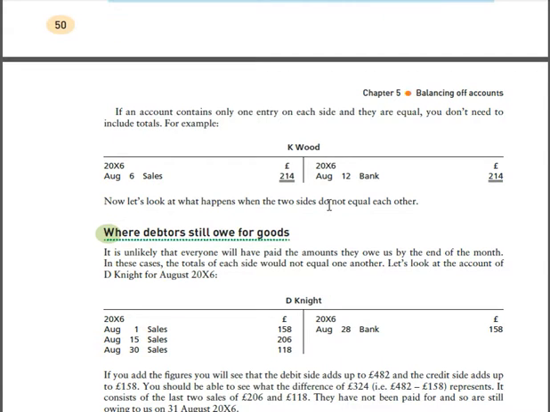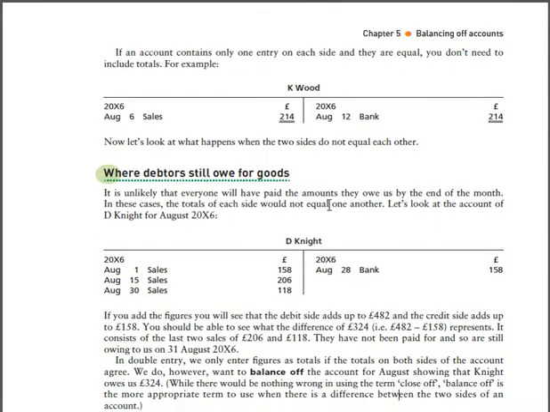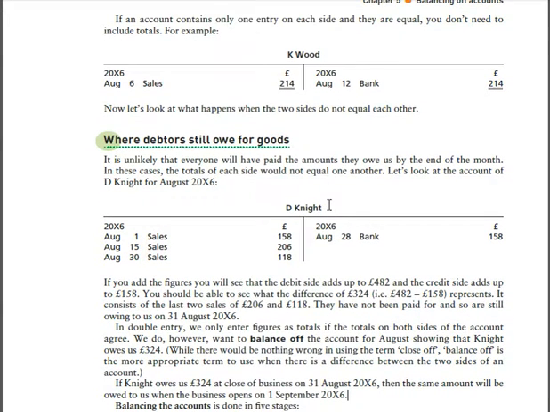However, if this does not close, then we have to do something which we will look at in the next section. So here, if we look at where the debtors still owe us for goods, D Knight here has three sales, purchased goods from us on three separate occasions: 158, 206, and 118. By the end of the month, on 28th of August, D Knight had only made a payment pertaining to the first sale, which was 158.